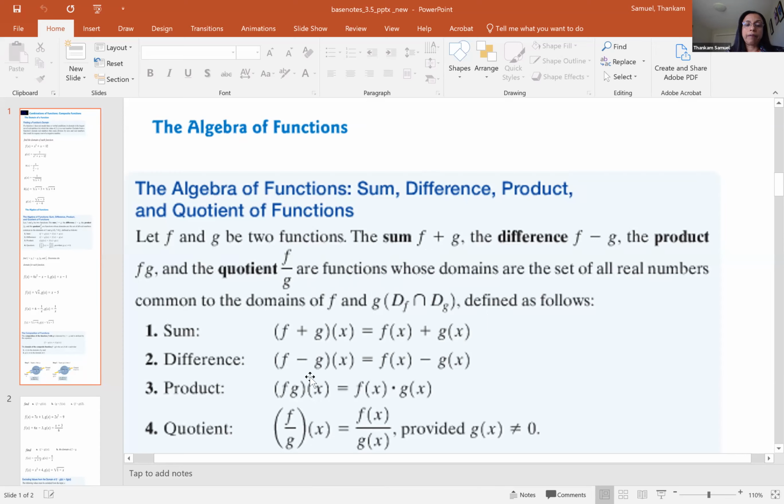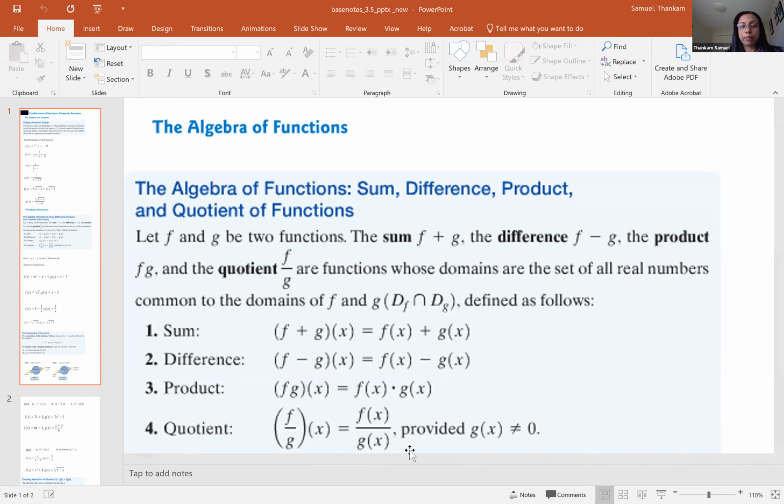The difference f minus g of x is f of x minus g of x. And the product f times g of x equals f of x times g of x. The quotient f divided by g of x equals f of x divided by g of x, provided g of x is not equal to 0. So since it is a quotient, if g of x equals 0, the function becomes undefined.